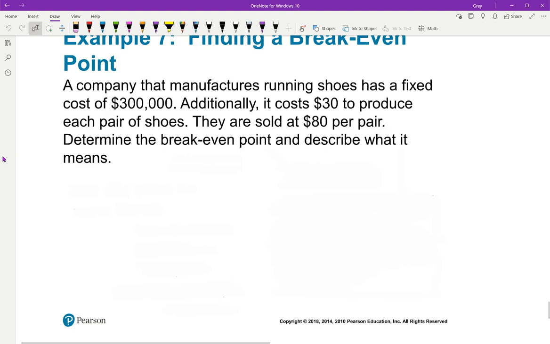Okay, so y'all need to know what a break-even point is. A break-even point in business: there are two main dollar amounts that they're always concerned about. One is the cost. How much does it cost to make everything? And one is the revenue. And your break-even point is when the cost is equal to the revenue.